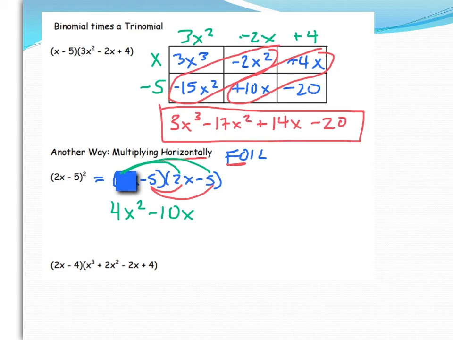Well, again, that's going to be minus 10x. Then negative 5 times negative 5 is going to be plus 25. Once I did that, now I'm done. So what did I do there? I did the inside last.